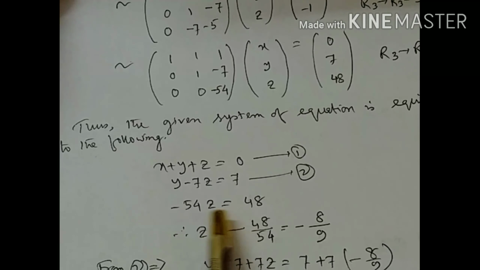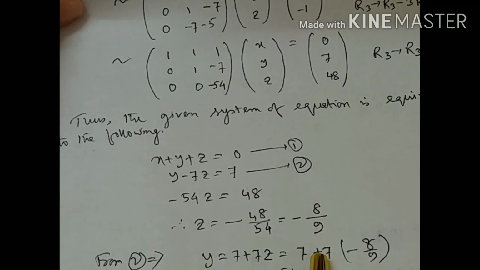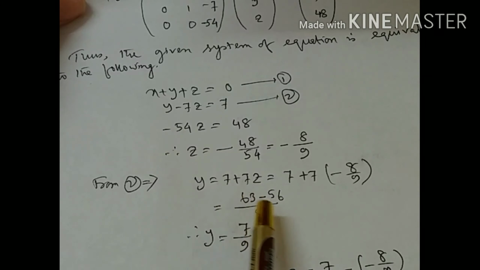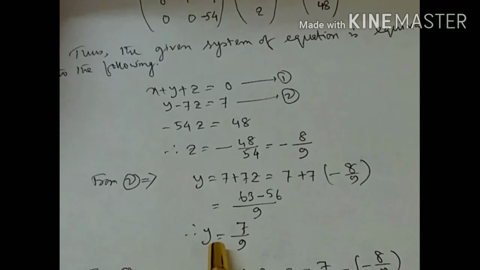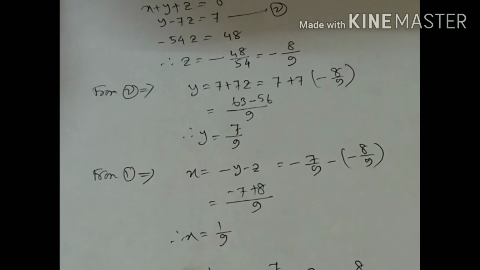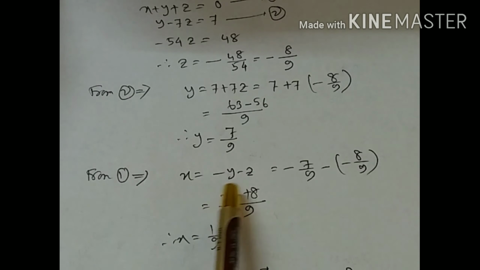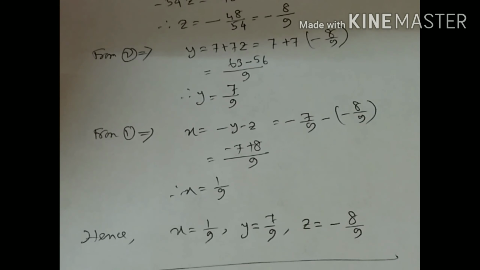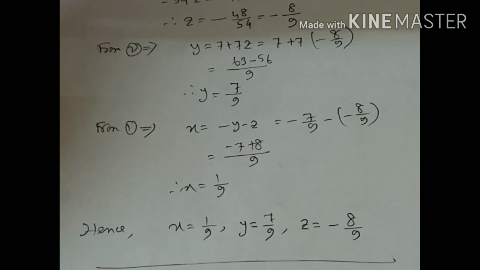From this minus 54z equal to 48, we are finding z equal to minus 8 by 9. So putting the value of z in the second equation, we will get y equal to 7 plus 7z, and after putting the value of z, we will get y equal to 7 by 9. Finally, putting the values of y and z in the first equation, we will get x equal to minus y minus z. With simple calculation, x equal to 1 by 9. So in this way, we get all the values of the 3 unknowns: x equal to 1 by 9, y equal to 7 by 9, z equal to minus 8 by 9.